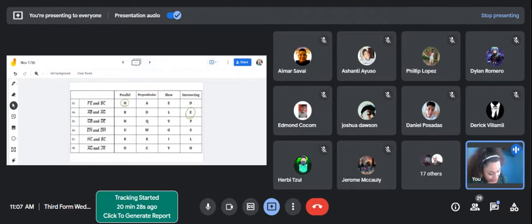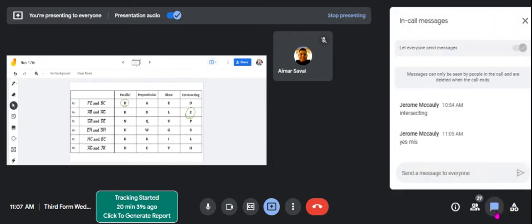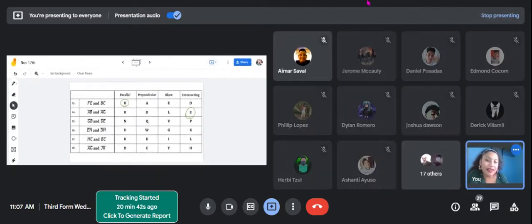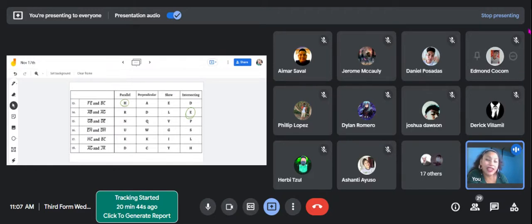Number 15. Joshua, what do you have? I have a feeling you guys are not doing what I told you to do because I'm calling and you're not answering. Miss, 15 has skew line. Very good, Philip. 15 is a skew line. Ashanti, what do you have for 16?